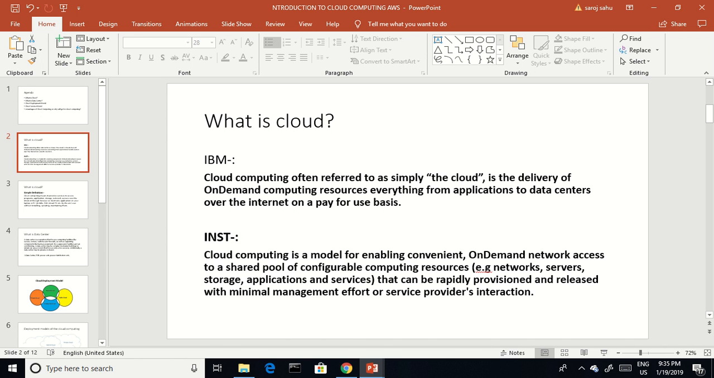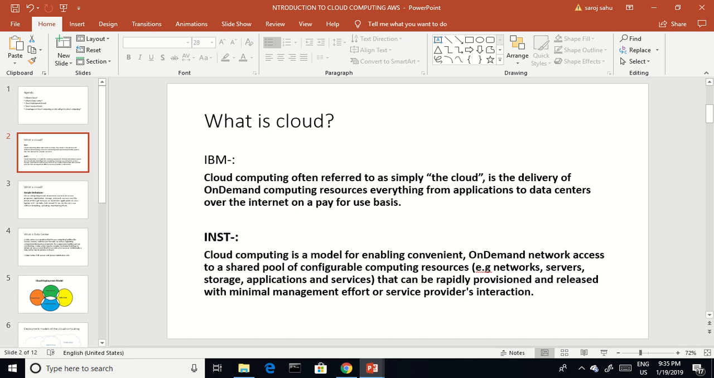So it means if you have internet connectivity and accessible devices like a laptop, desktop, smart TV, and tablet, you can connect to the cloud and access the services, from the application to the data center. All kinds of services you can access through the internet, and that is also on a pay-for-use basis, meaning how much time you utilize the services, accordingly you have to pay the vendor who is providing the cloud services.